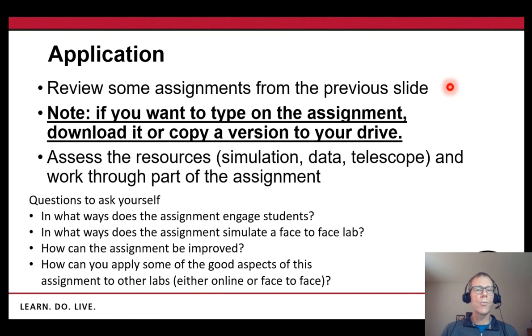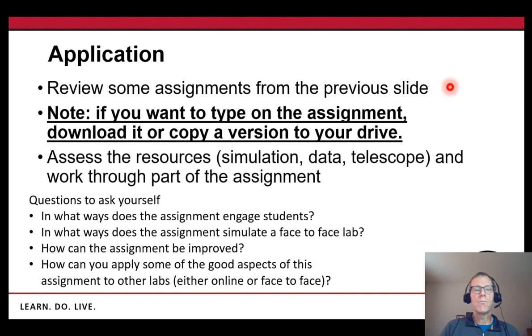And then you can access the resources, whatever they are, and then work through part of the assignment. Some of the questions that you should ask yourself: in what ways does this assignment engage students? If students were doing this in a fully online environment, is this engaging enough? If I meet with the students every so often, is it better that I set this up with the students and then they do it on their own, or they do it on their own and then we talk about it? In what way does the assignment simulate a face-to-face lab or project?